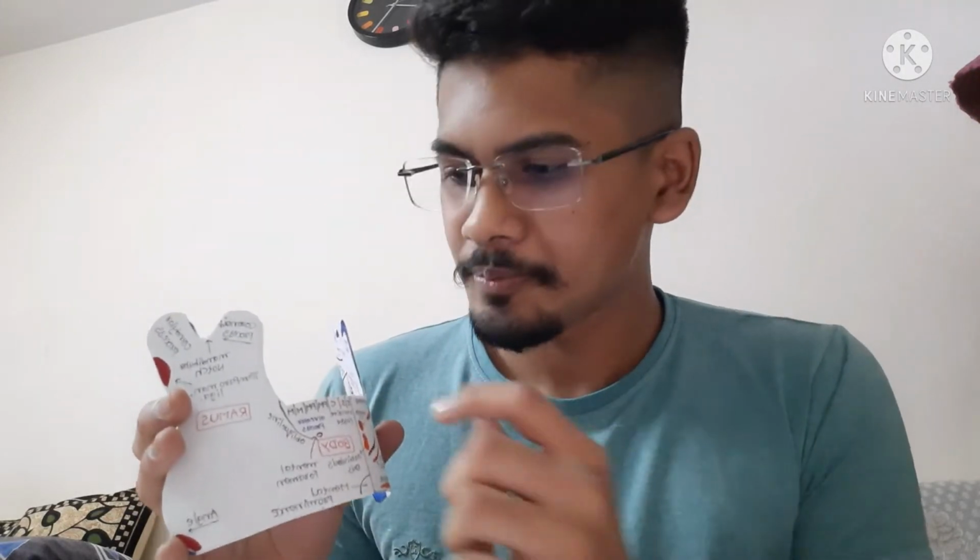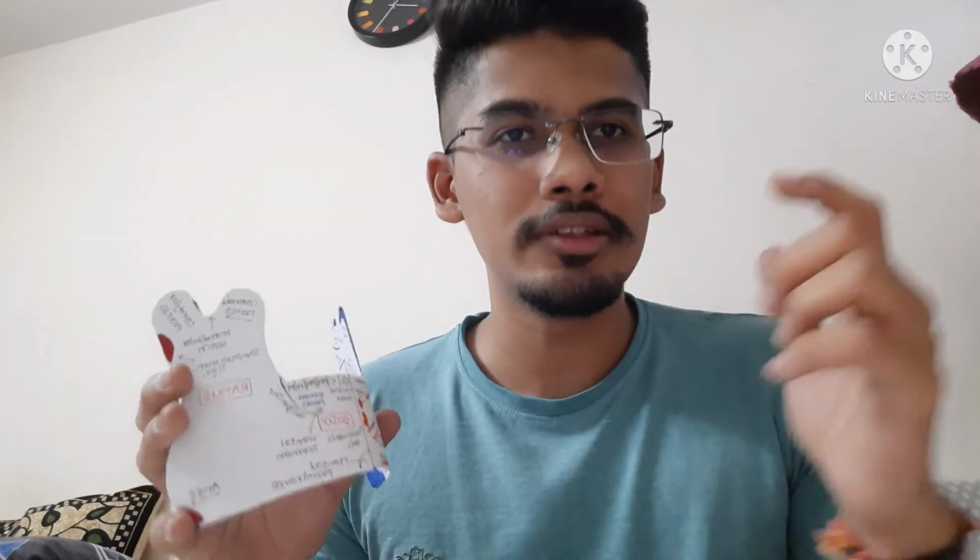This is the upper border and this is the lower border, which forms the base of the mandible. The upper border holds the sockets of the lower teeth. This is about the body part of the mandible. Thank you.